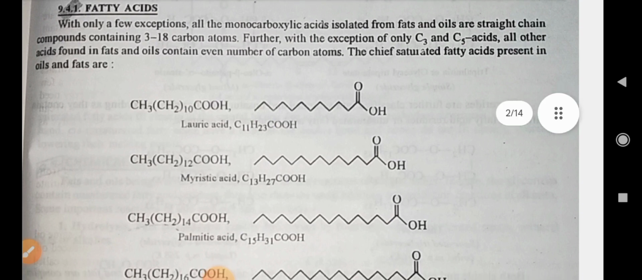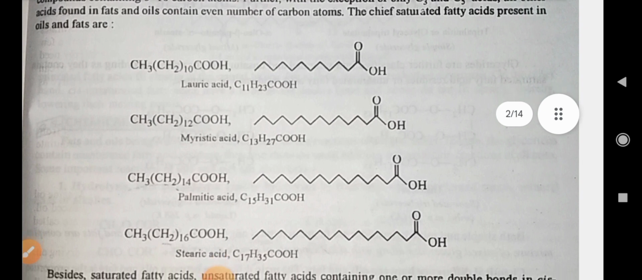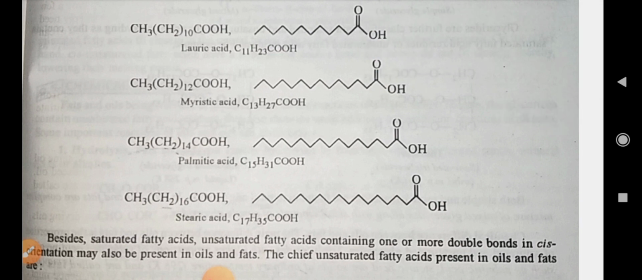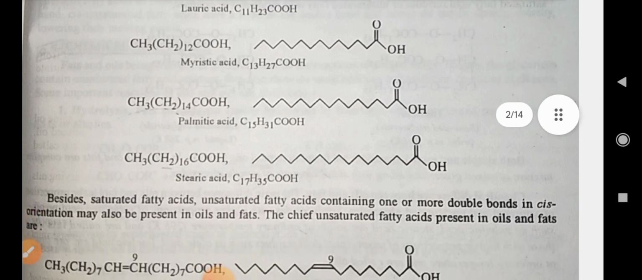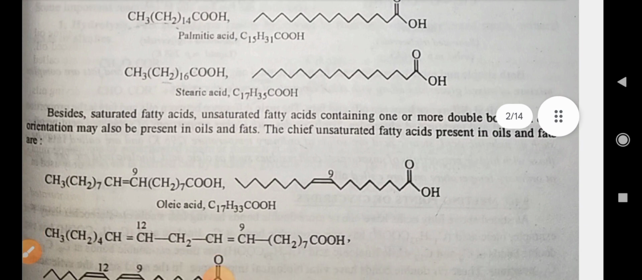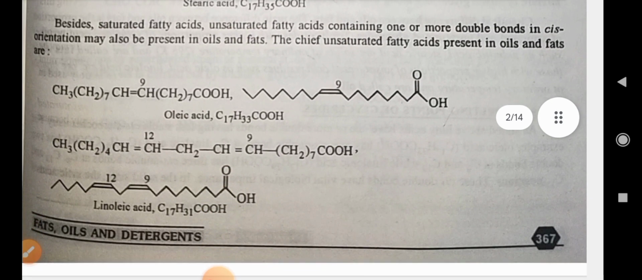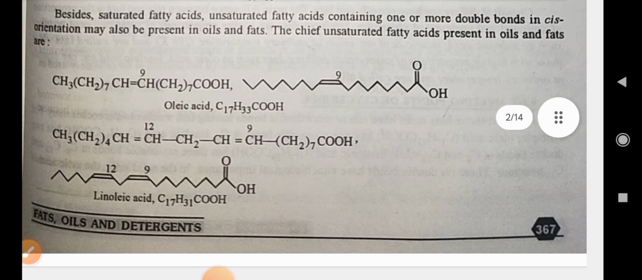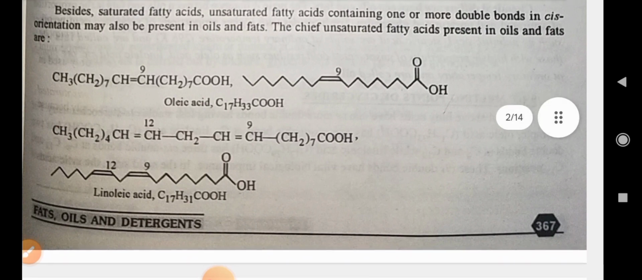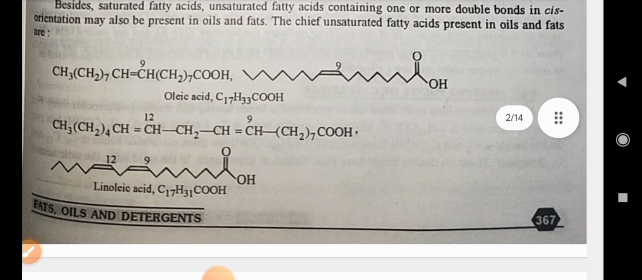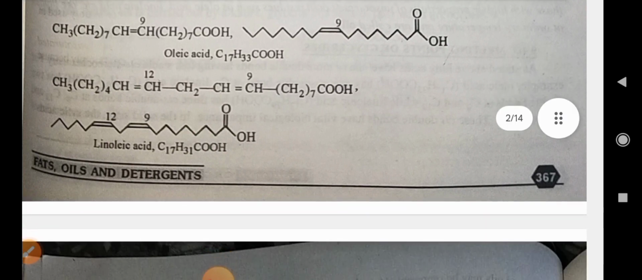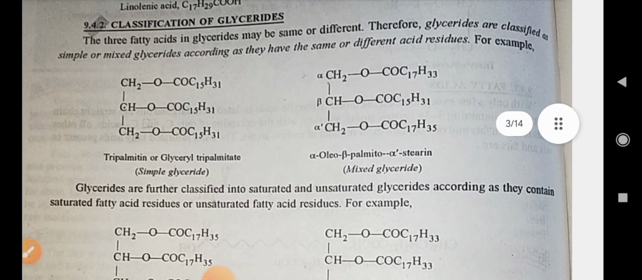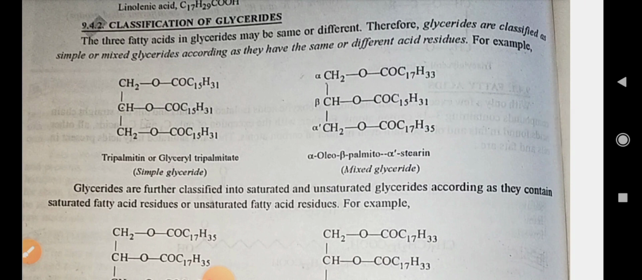The chief saturated fatty acids present in oils and fats are lauric acid, myristic acid, palmitic acid, stearic acid. Besides saturated fatty acids, unsaturated fatty acids containing one or more double bonds in cis orientation may also be present in oils and fats. The chief unsaturated fatty acids present in oils and fats are these. Classification of glycerides. The three fatty acids in glycerides may be same or different.